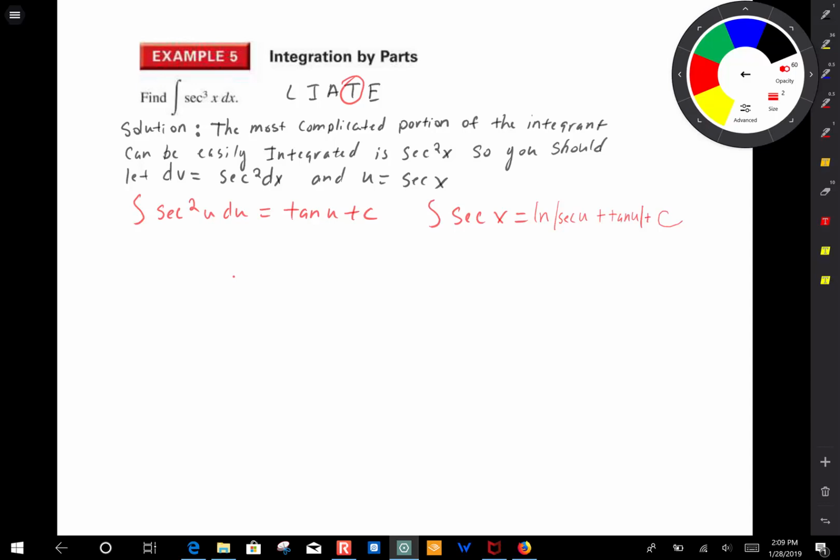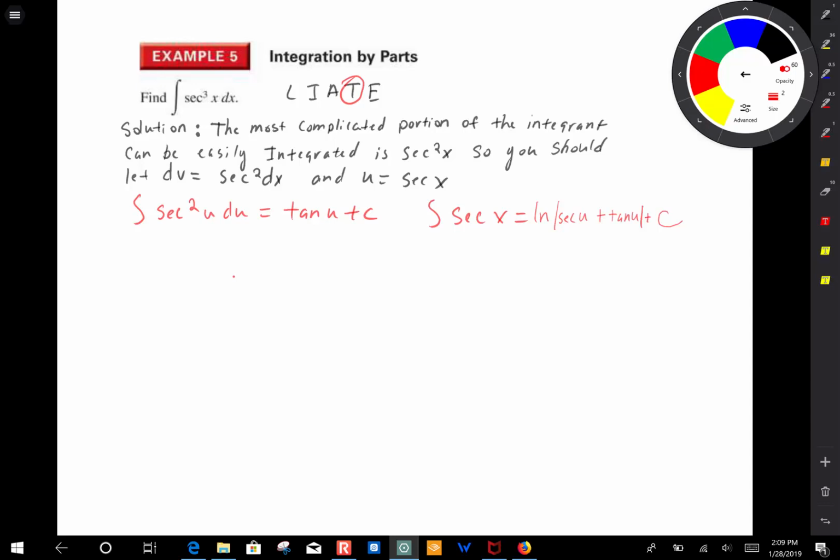Well, if you look at your integration table or your basic integration formulas, you do not have an integral of secant cube x. What you do have is the integral of secant squared x, or secant squared u du. So what we're going to do is separate this secant cube x into secant squared x times secant x. Now, the question is which one's going to be your u and which one's going to be your dv, because they're both trig functions, right?